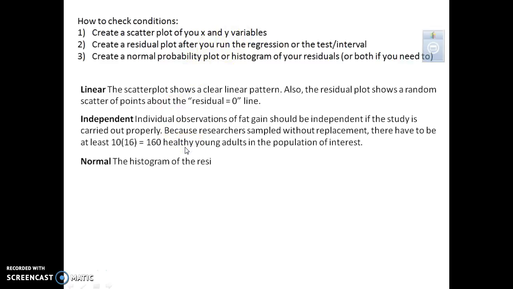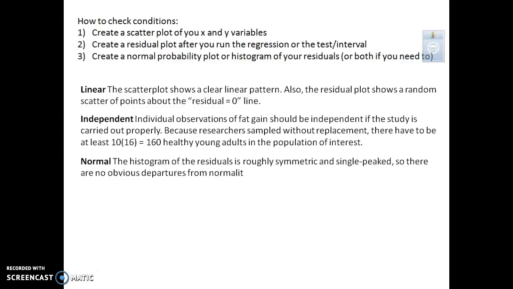Okay, so we looked at both the normal probability plot of the residuals and the histogram of the residuals, and they both looked pretty good. So the histogram of the residuals is roughly symmetric and single-peaked, so there are no obvious departures from normality. We also looked at the normal probability plot, and it looked fairly straight as well.